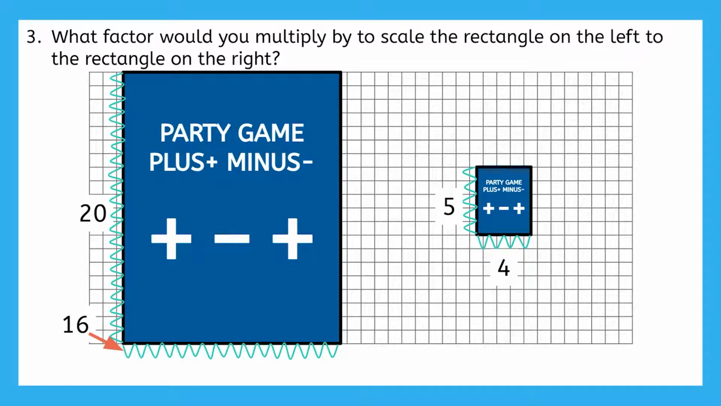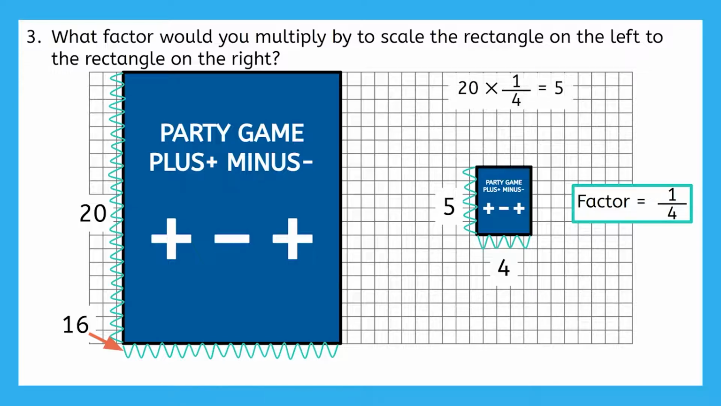So, what do you think? In this case, we need to multiply both dimensions by 1/4. 20 times 1/4 gives us the new height of 5, and 16 times 1/4 equals the new width of 4. Okay, now that I'm looking at it, I actually think these game boards are going to be too small, so let's scale them down to a different size.